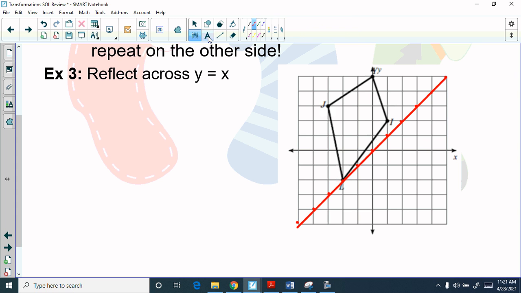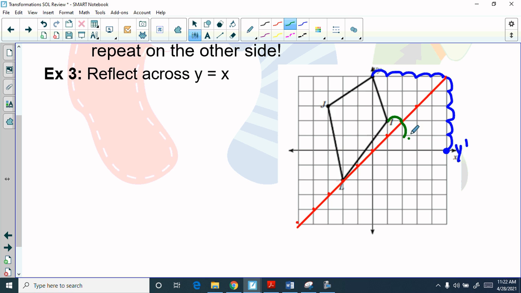These are a little bit more difficult. We're going to count to the line. So 1, 2, 3, 4, 5. And since I counted right, now I'm going to switch to make a 90-degree angle. And I'm going to go down 5. 1, 2, 3, 4, 5. That's where I'm going to put Y prime. I'm going to do the same thing for I. I went over 1. So I'm going to make a 90-degree angle, go down 1, and place I prime. We'll do the same thing for J.